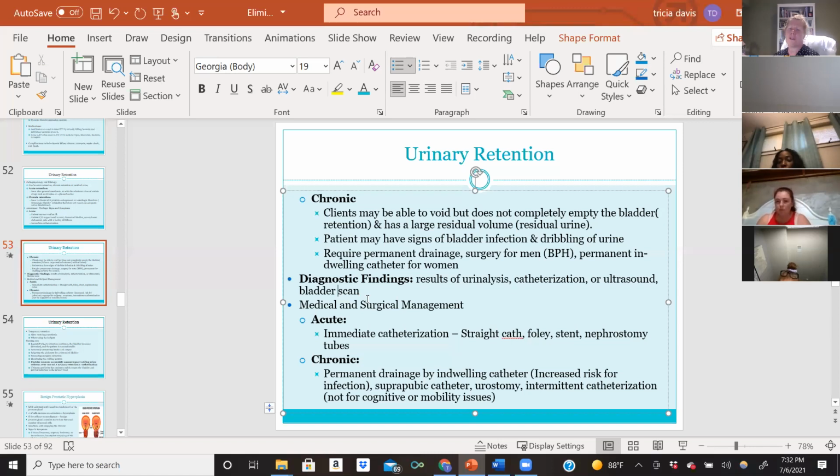So there's also medical and surgical management we can do. So we can do immediate catheterization. So we can do a straight cath where we just go in. It looks like a Foley, but it's not connected to the drainage bag and it fills up in a little container. And then you do that intermittently.